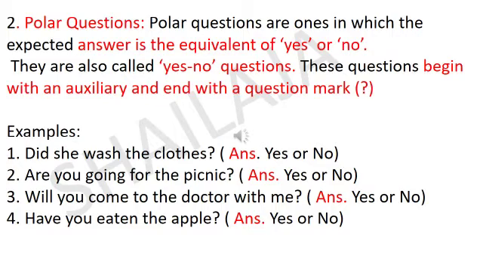These questions begin with an auxiliary and end with a question mark. For example, did she wash the clothes? Answer will be yes or no. Are you going for the picnic? Yes or no. Will you come to the doctor with me? Yes or no. Have you eaten the apple? Yes or no. So here, all these sentences start with an auxiliary and end with a question mark. Clear, children?